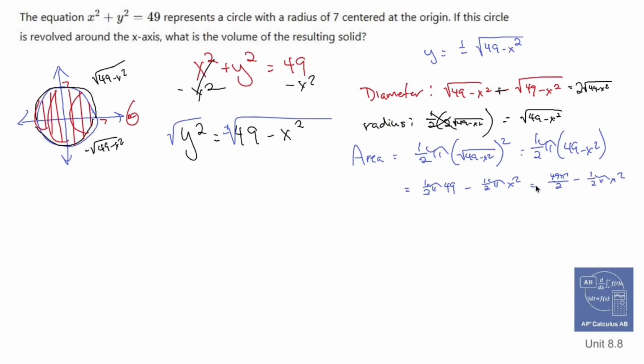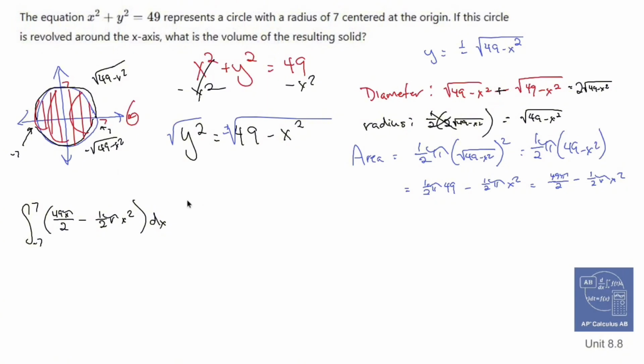Now what I need to do is integrate that. What I do know is this is a circle that goes out to all the 7s. So my limits of integration are going to be -7 to +7. So I'm going to have the integral from -7 to +7 of 49 pi over 2 minus half pi x squared. Of course, don't forget your dx.